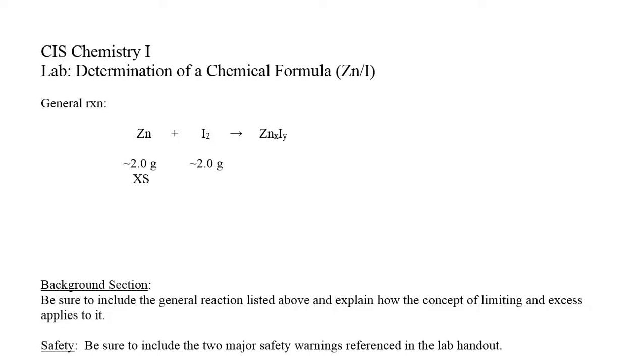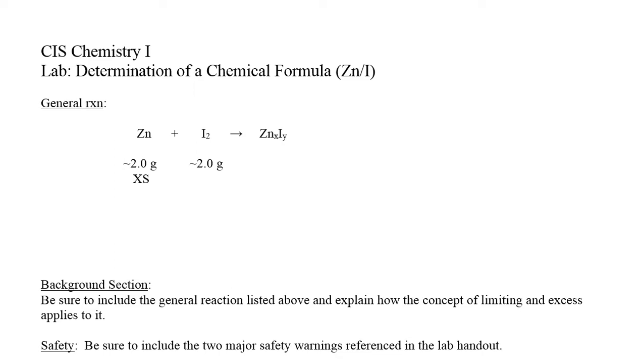This video tutorial will help you understand how to prepare the determination of a chemical formula lab, in other words, the zinc iodine lab. In this lab, you will be reacting metallic zinc with iodine to produce the ionic compound zinc iodide. Your purpose or your goal is to try to determine what the formula is when these two elements combine. And if you take a look at the general reaction, we have Zn plus I2 yields ZnX IY.